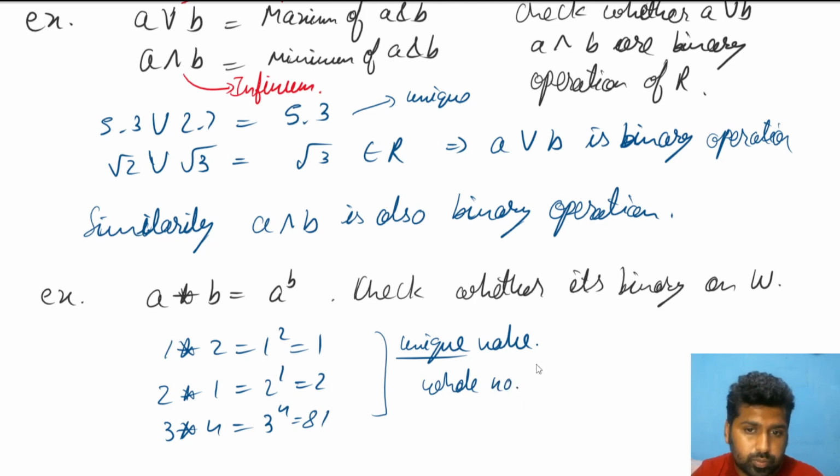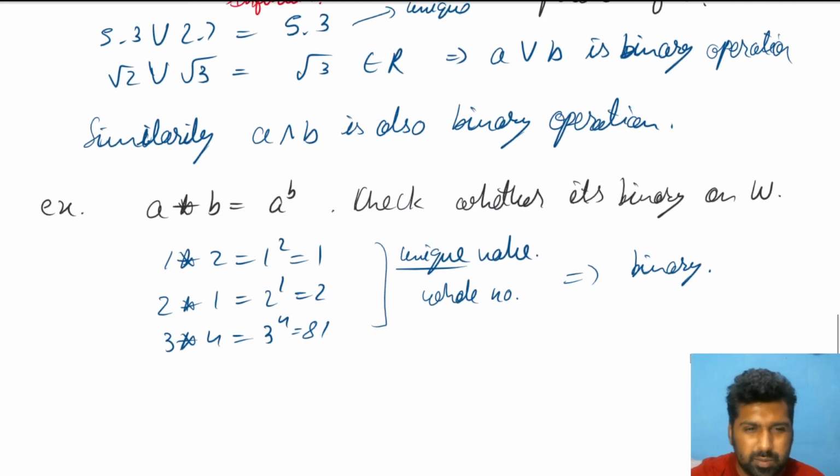Okay, so both the conditions satisfied or not? Yes. So as per that it's binary. Okay, but you have to consider all the possibilities. What is the one possibility that could ruin this? It is 0. Okay, what is the difference between whole number and natural number? 0. So that 0 can create a problem. So let's check for that.